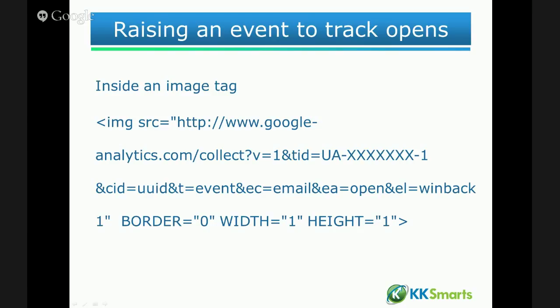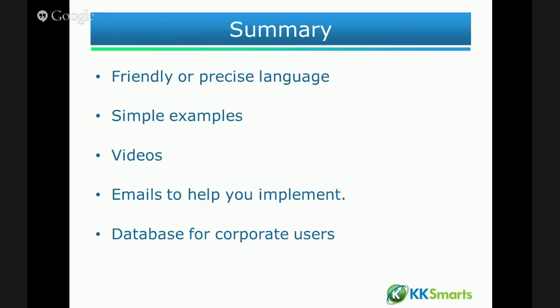So what have we talked about? Well, we've talked about the Universal Measurement Protocol. We've talked about the fact that you can use friendly or precise language to name your things. I've given you a simple example of how you might use this for tracking emails. You can do all sorts of things. You can track videos, you can track stuff using databases, you can use emails, you can do all sorts of things.